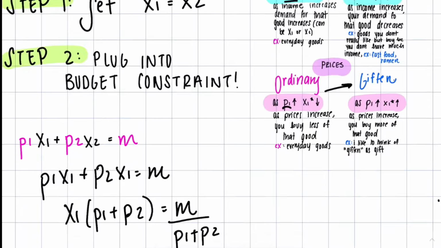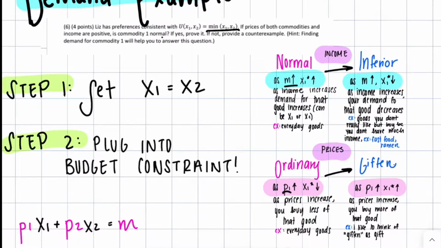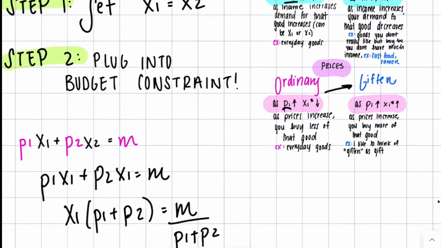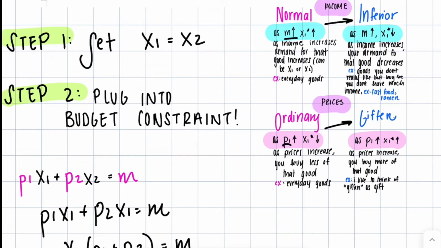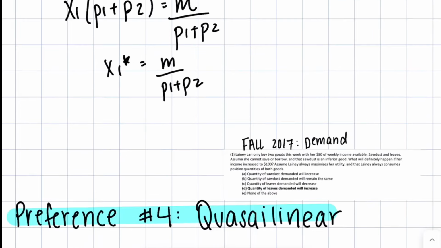And then the question asks us, is this good normal? Is this x1 normal? In order to be normal, by definition, as income goes up, our demand for that good goes up. So I see if this income is getting bigger on the top, yes, the demand of x1 is going to go up, because having a bigger number on the top is going to give us a bigger demand of x1.